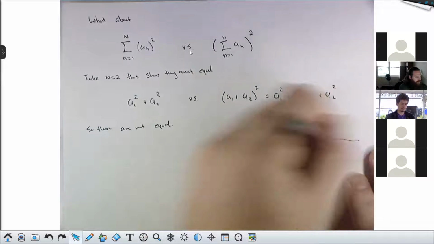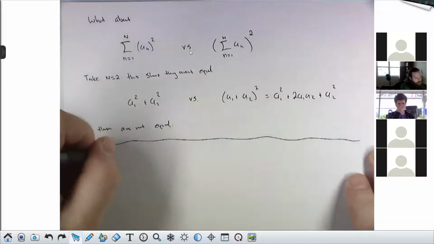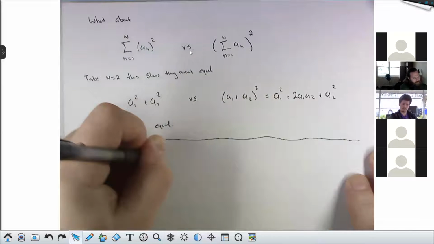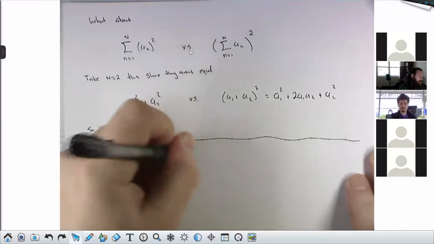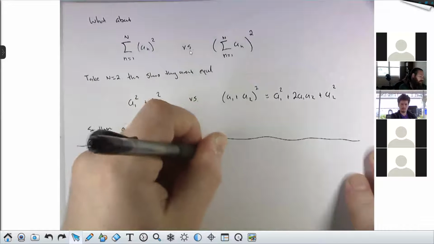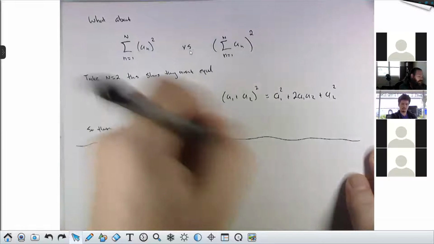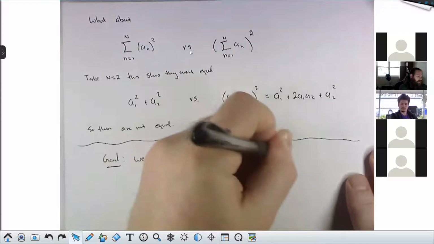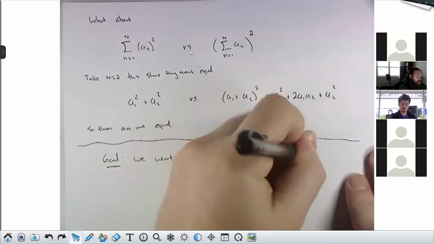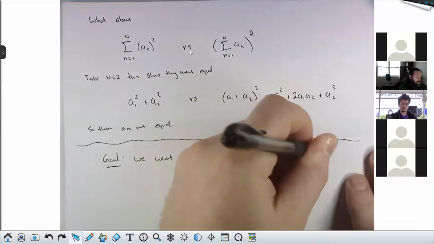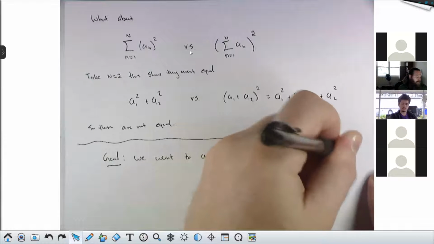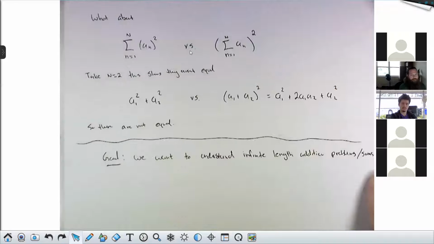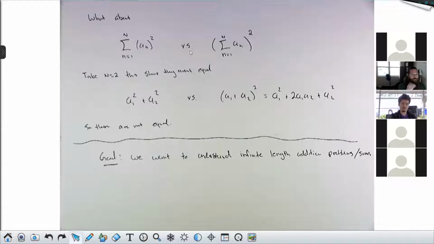All right, what's our goal in section 11.2? We want to understand infinite length addition problems. Sums. That's our goal.